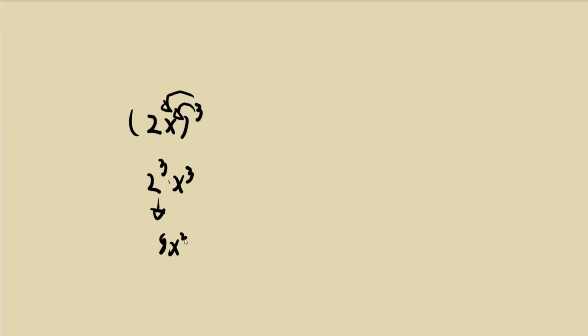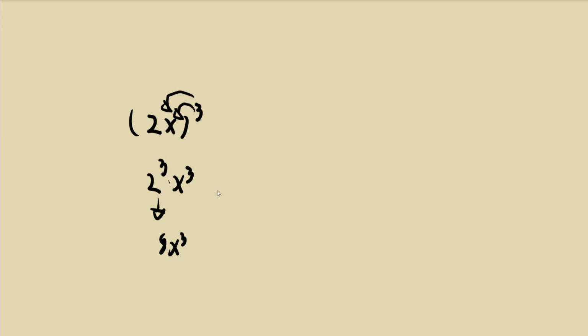Now, what if we have here 2 times x to the power of 3, right? So how would we do this? Well, we have to distribute the power. So we have to distribute the exponent. So we have 2 to the power of 3 times x to the power of 3. And then here, 2 to the power of 3 is going to equal 8, right? So here is equal to 8x to the power of 3.